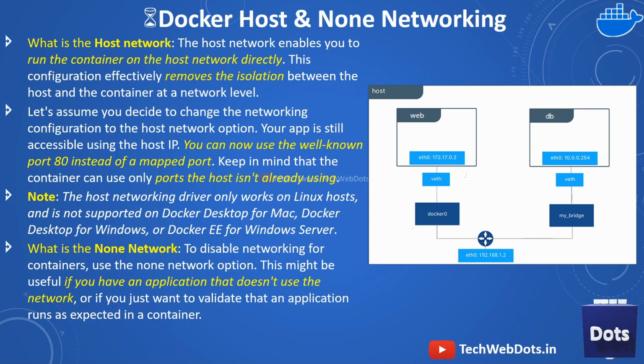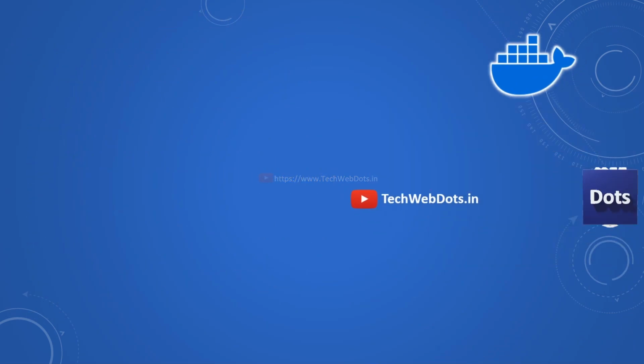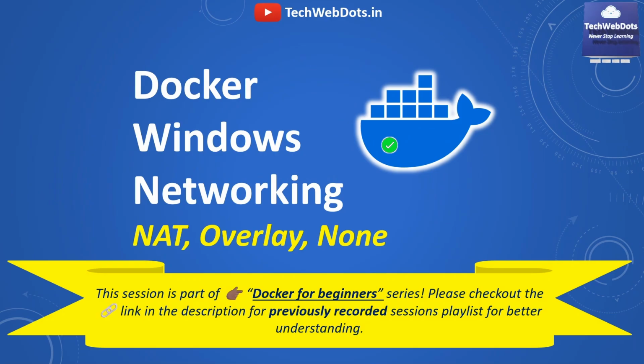What is none networking? It is very simple. To disable networking for containers, use the none network option. This might be useful if you have an application that doesn't use the network, or if you just want to validate that an application runs as expected in a container. In that case, you can go for none networking.